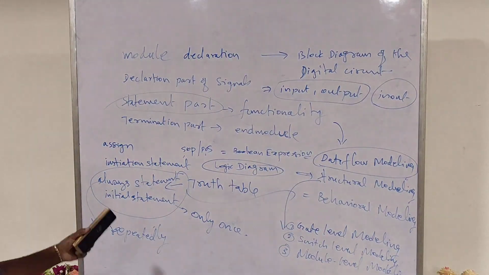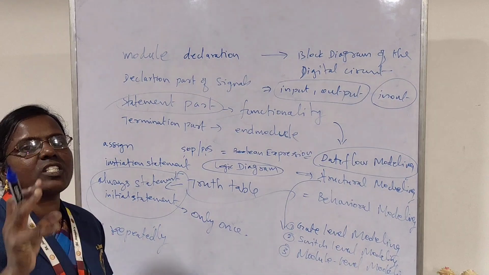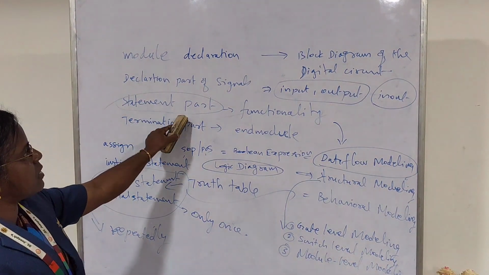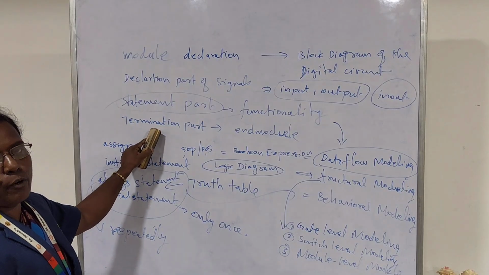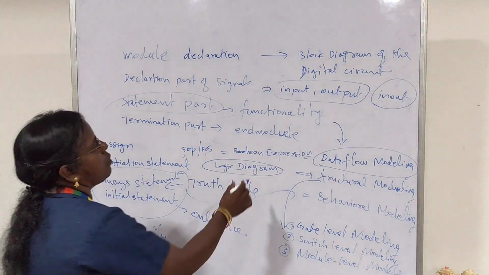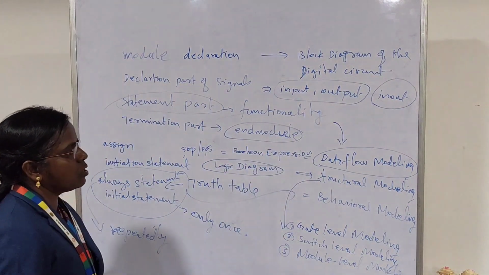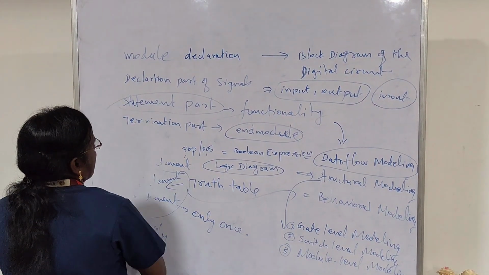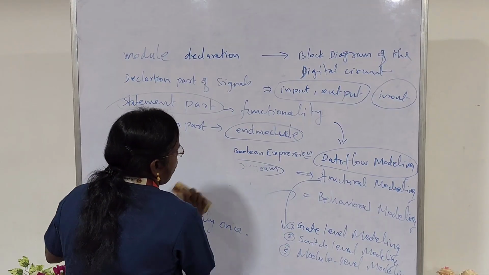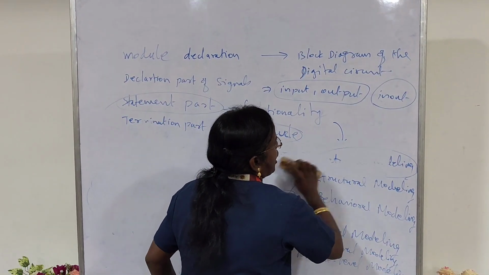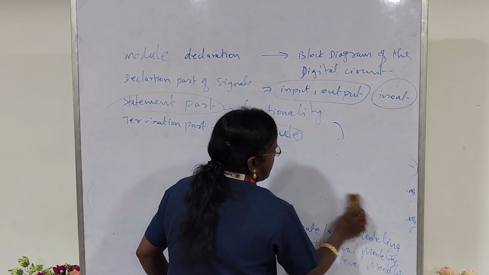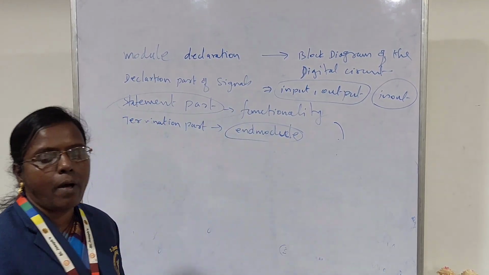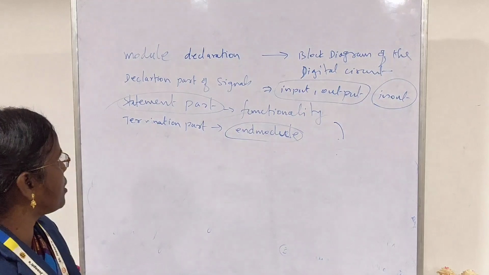This is how we can understand the program structure of Verilog HDL. After implementing the statement part, finally the entire program should be terminated by using the keyword endmodule. So the entire Verilog module has 4 parts. First is the module declaration, second is the declaration part, third is the statement part, and fourth is the termination part.